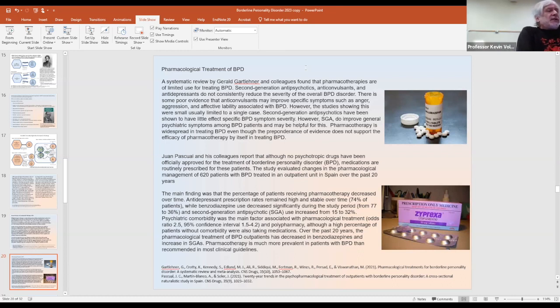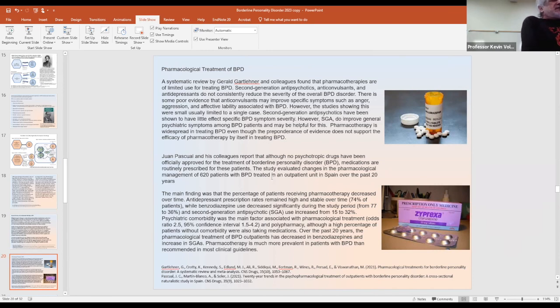Benzodiazepine use, however, has decreased significantly during the study period from 77% to 36%. So that's a good thing, I think. And then second generation antipsychotics have increased from 15% to 32%, okay? Psychiatric comorbidity was the main factor associated with pharmacological treatment. And again, comorbidity means they have some sort of psychological symptoms that can be ascribed to a different disorder. But as you see in borderline personality disorder, there are a lot of symptoms that overlap with other disorders. So that can be an excuse to give somebody a bunch of different drugs. And that seems to be what's gone on here, okay?